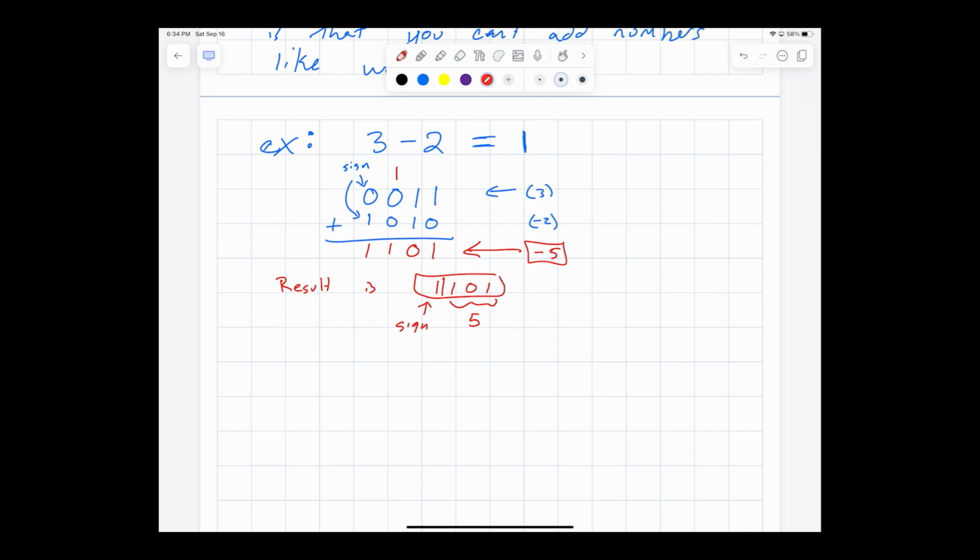So the point of this is that with the scheme that we came up with, you can't just add a negative number the same way you would a positive number. So with the simple scheme, you can't add negative numbers the same way that you would positive numbers.